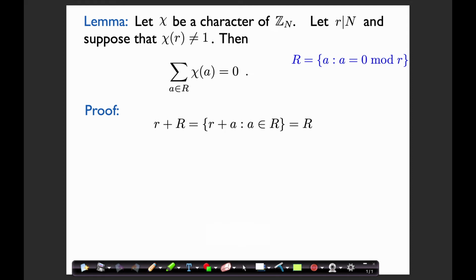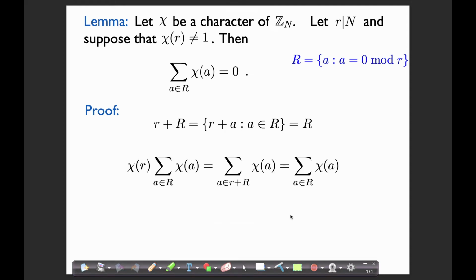Okay, so if we look at this set, you see that this set is again just equal to capital R, right? Because everything in here is still going to be 0 mod little r when I add r to it. Okay, so basically, adding r to everything in this set, the set is invariant under that operation. Okay, so doing that doesn't change the set. And that's really the property that makes this lemma work. Okay, so let's see why.